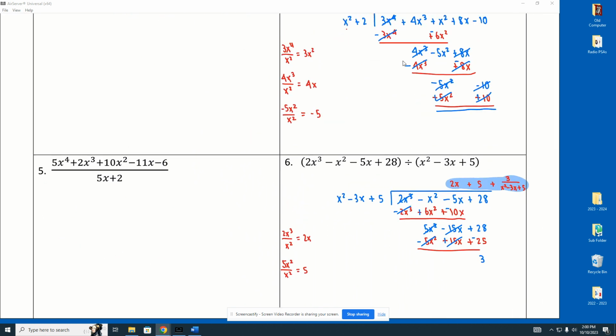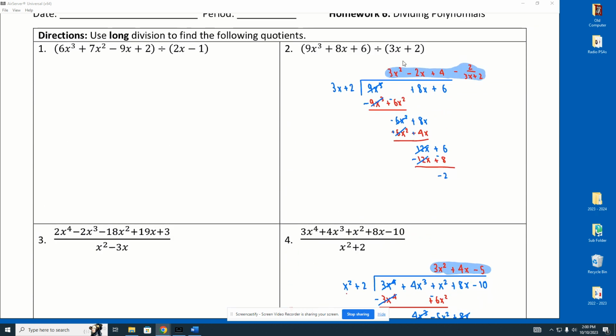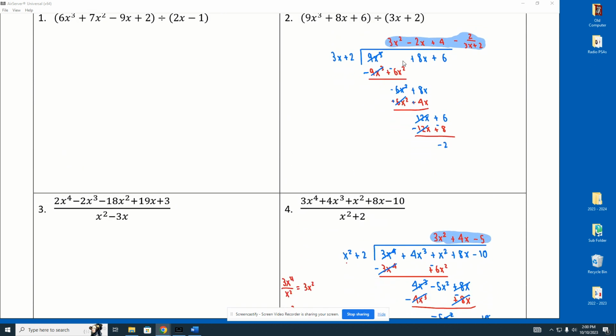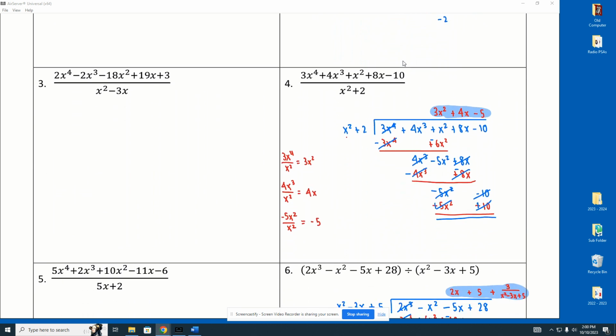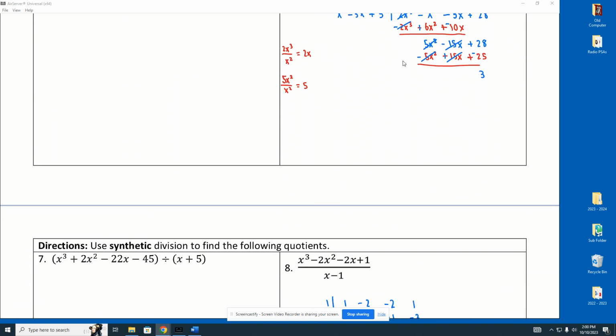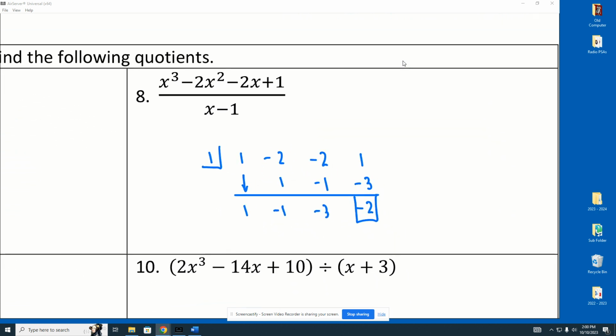Again, notice how with all these problems, I was only able to use long division because even though 2 was linear, it didn't have a coefficient of 1. And 4 and 6 were both quadratics, your divisors were. So we flip over to the back. Again, number 8, I went ahead and did.